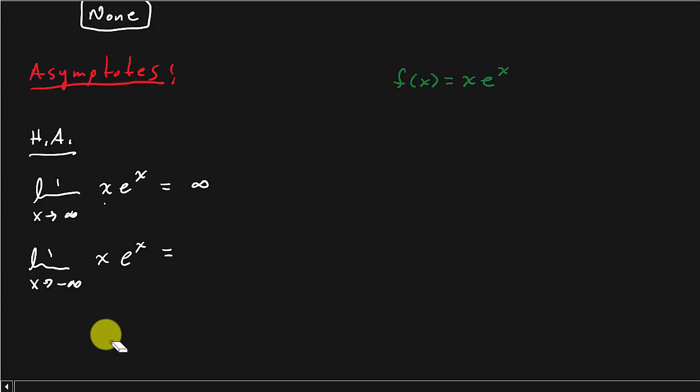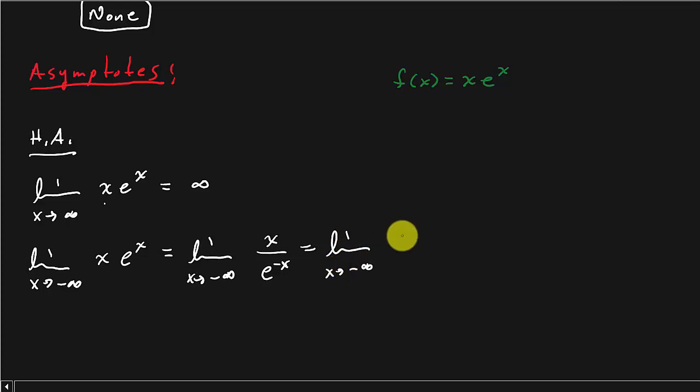All right, so what we need to do is see if we can rewrite this thing, maybe as infinity over infinity, and then we can use L'Hopital's rule. So we've got the limit as x goes to negative infinity, and let's write this as x over e to the negative x. You can see the numerator is going to negative infinity, the denominator is going to positive infinity, because a negative and a negative is a positive. So I can apply L'Hopital's rule. That's going to be the limit as x goes to negative infinity of 1 over negative e to the negative x.